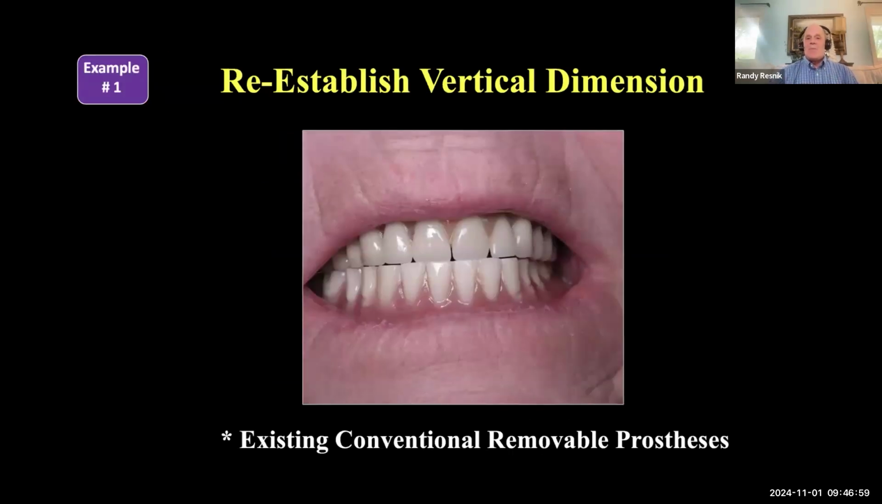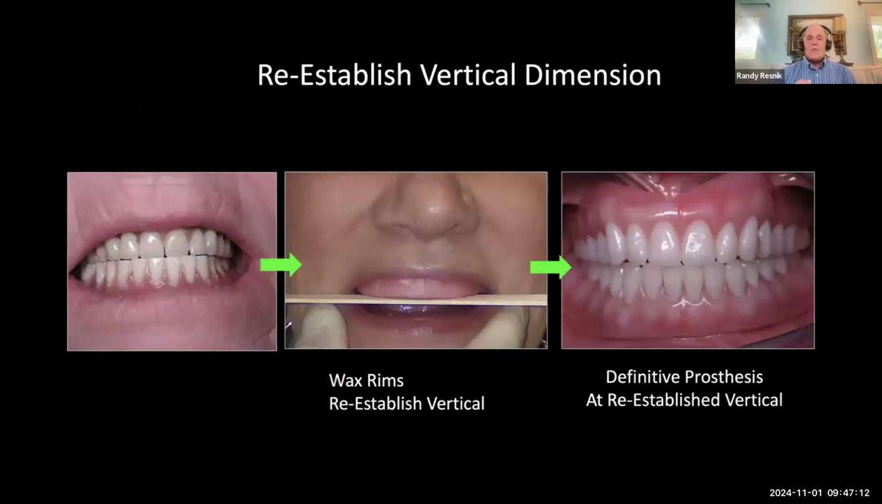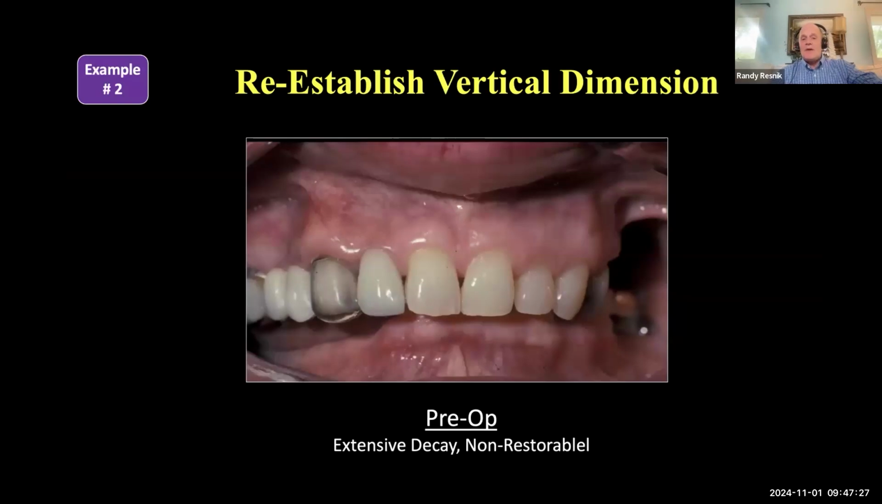I'm going to give you some examples real fast. We don't have long to go into this, but I'll just give you some examples on how this is done. Say a patient comes in with existing conventional dentures. That's very easy. We use wax rims, we reestablish it, maybe we make a temporary denture, and we reestablish it in the definitive prosthesis. Very easy and simple. How about a patient who just has the anterior teeth? They have a partial.